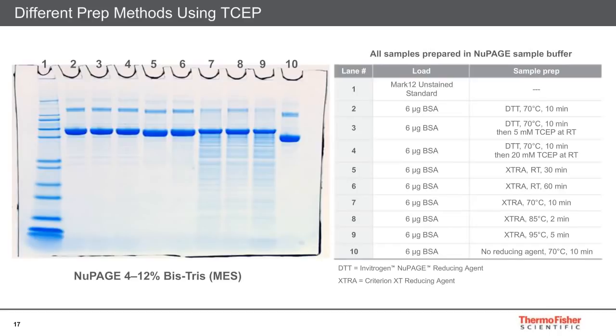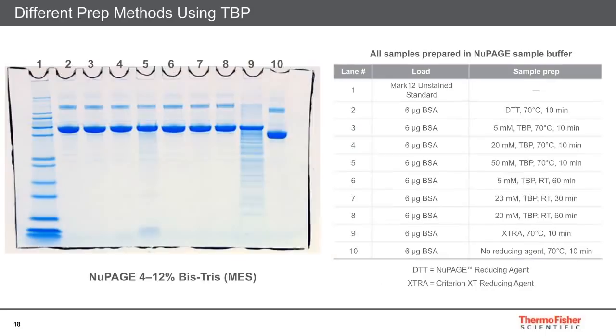TCEP, or Tris(2-carboxyethyl)phosphine, is the reducing agent present in Bio-Rad Criterion XT reducing buffer. This slide shows different prep methods using TCEP and their impact on sample integrity. Lane 2 has the recommended protocol for NuPAGE Bis-Tris gel with NuPAGE sample buffer and 1x DTT, followed by boiling at 70 C for 10 minutes.